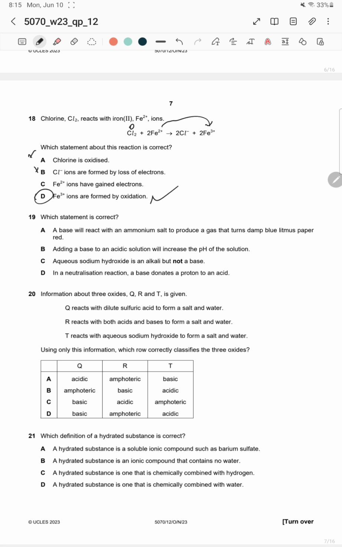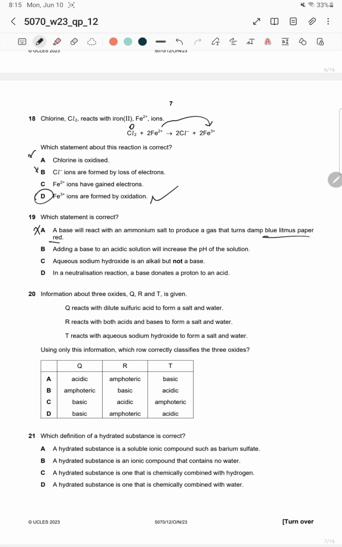Which statement is correct? A base will react with ammonium salt to produce a gas that turns damp blue litmus paper red. Of course, this reaction we studied, but the ammonia gas turns moist red litmus paper blue, not damp blue litmus paper red. So that's why this can't be the correct option.